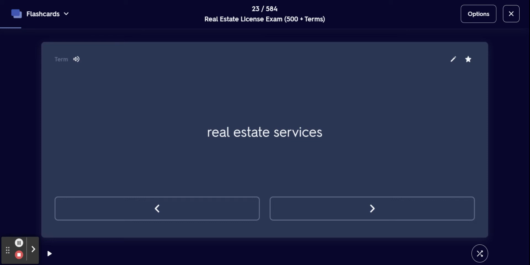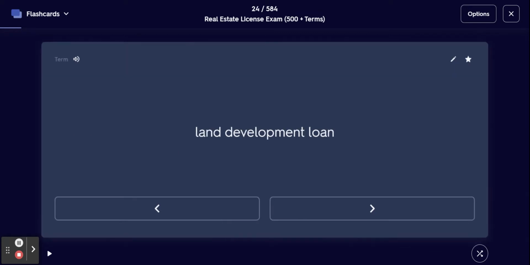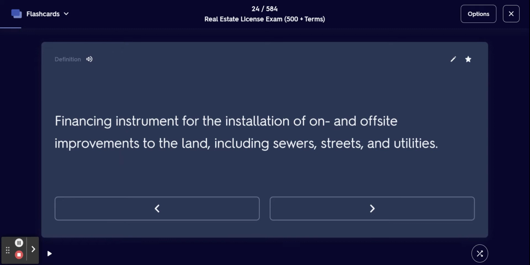Real estate services. Real estate activities involving compensation for performing the activities for another. Land development loan. Financing instrument for the installation of on and off-site improvements to the land, including sewers, streets, and utilities.